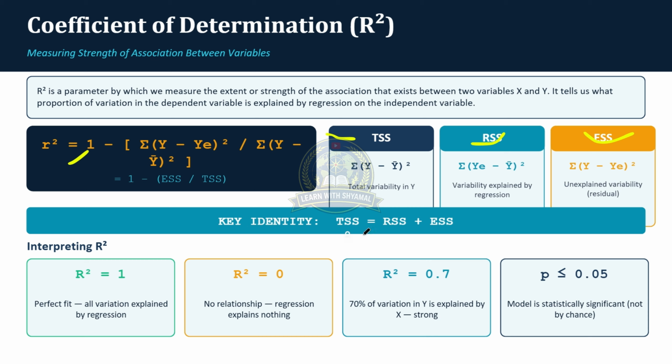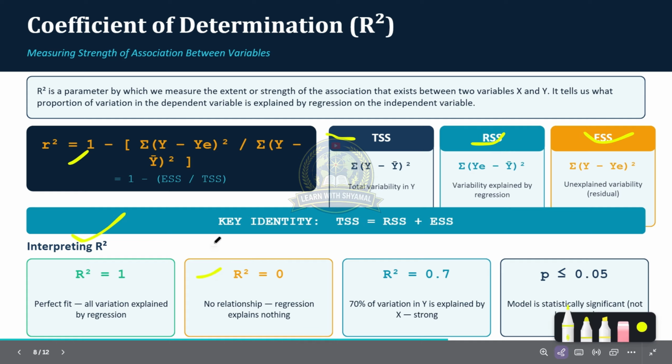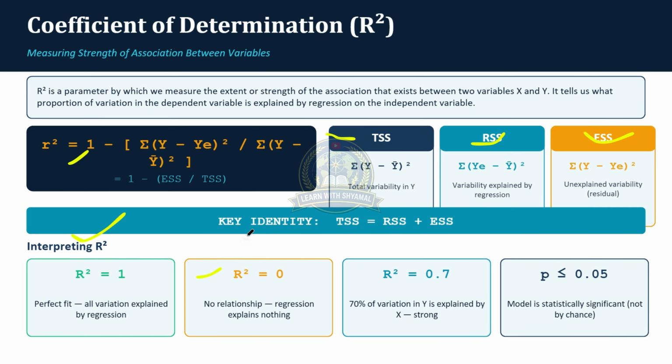Key identity: TSS is equal to RSS plus ESS. Interpreting R square: R square equal to 1 means perfect fit, all variation explained by regression. R square equal to 0 means no relationship, regression explains nothing. R square equal to 0.7 means 70% of variation in y is explained by x, which is strong.